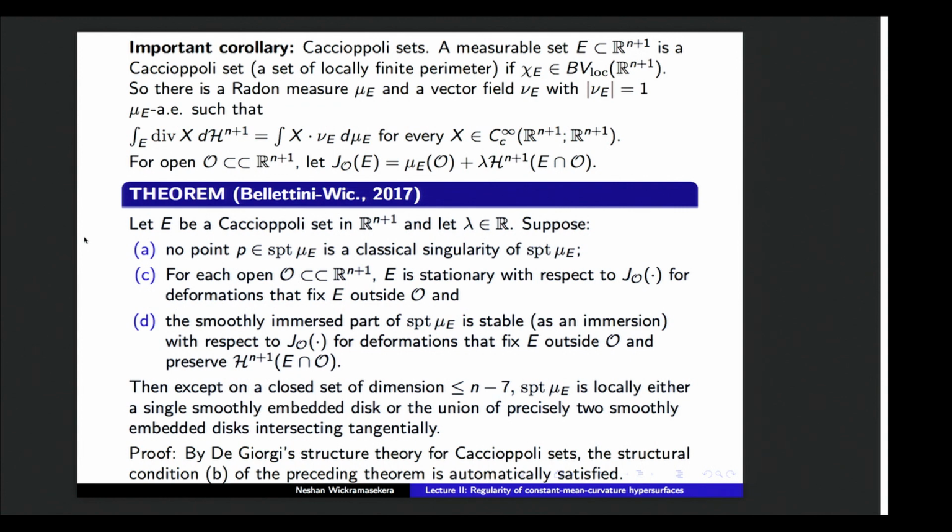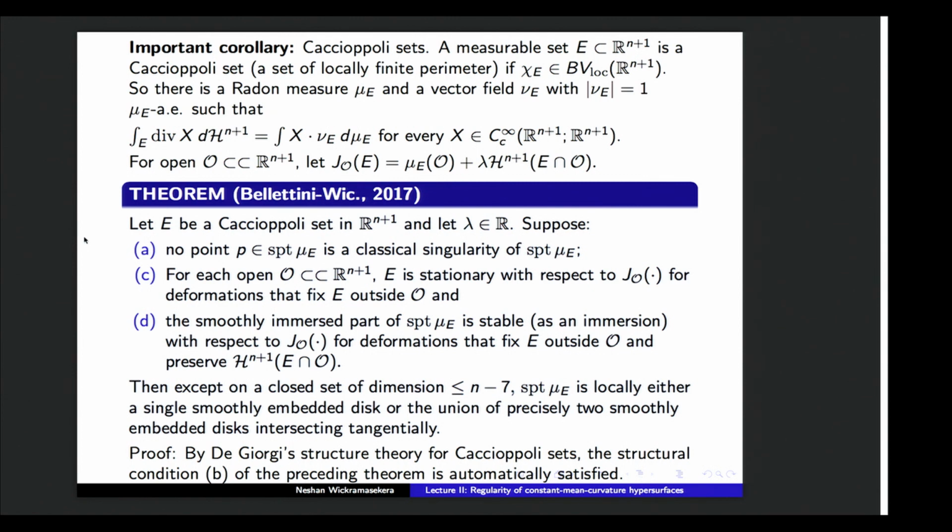So then we get a useful corollary for Caccioppoli sets. These are the boundaries, if you think of them as boundaries of open sets, for instance. These are the sets for which the divergence theorem holds with respect to some measure. And there you now have a natural notion of enclosed volume, which is the volume of the set, since it's a boundary of something. So the J functional looks like that: boundary measure, and then lambda times the enclosed measure, the n+1 dimensional measure of the enclosed region.